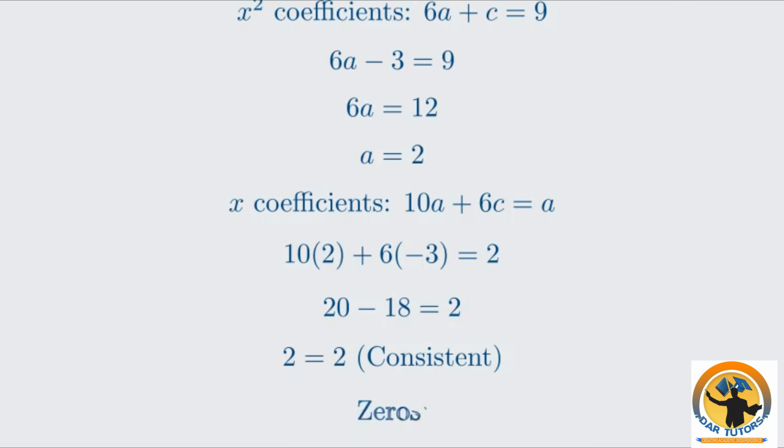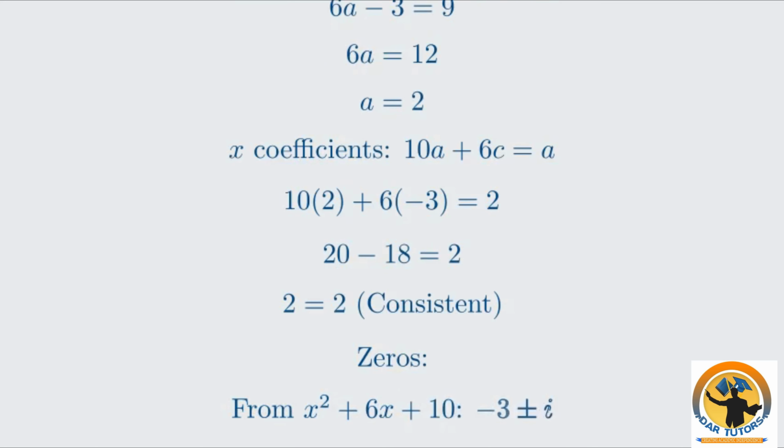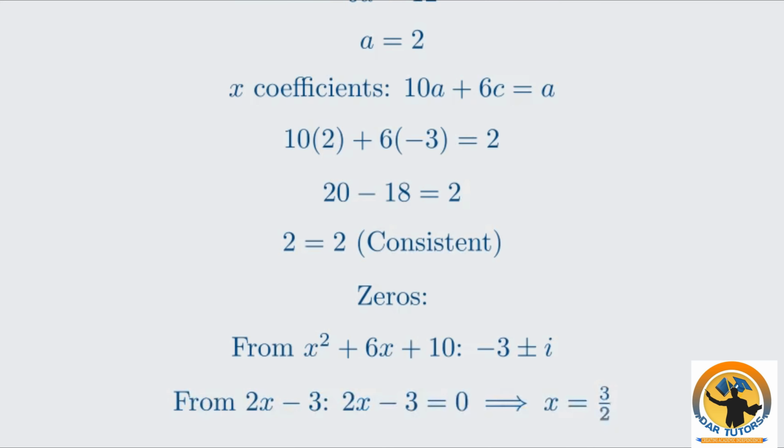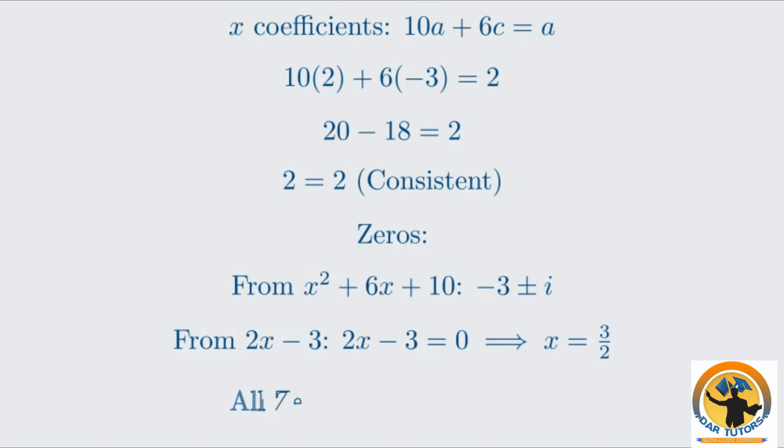The zeros of the polynomial are the zeros of the quadratic factor and the linear factor. The zeros of x^2 + 6x + 10 are -3 + i and -3 - i. The zero of 2x - 3 is 3/2. These are the three zeros of the cubic polynomial.